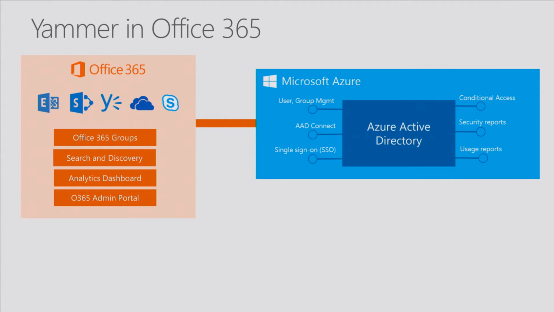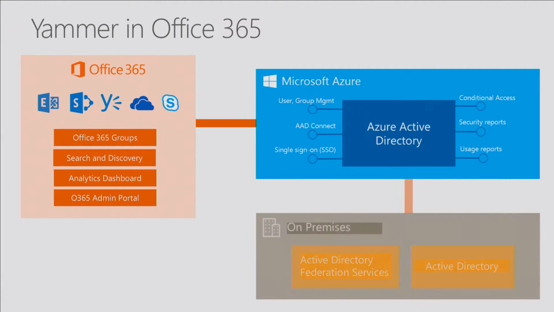Wait, there's more. We are part of Azure Active Directory. Office 365 is backed by Azure Active Directory. You all know that. And it provides a lot of capabilities. I'm not going to go into all of them. You recognize them: conditional access, security reports, usage reports, single sign-on. In fact, Samir showed you some of those capabilities. All of those, again, are available for Yammer to take advantage of.